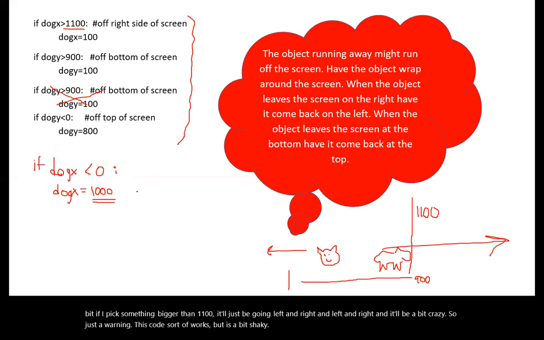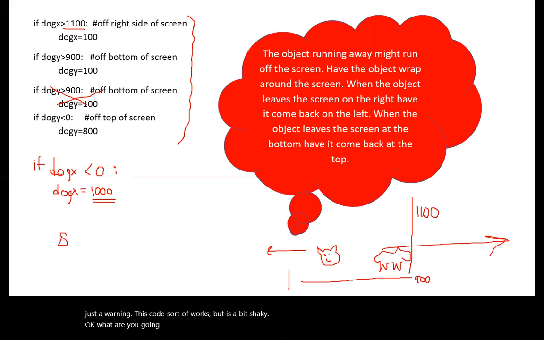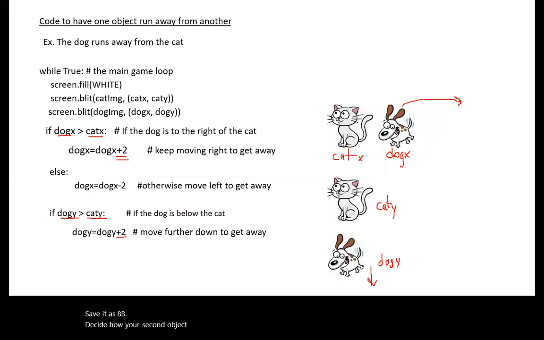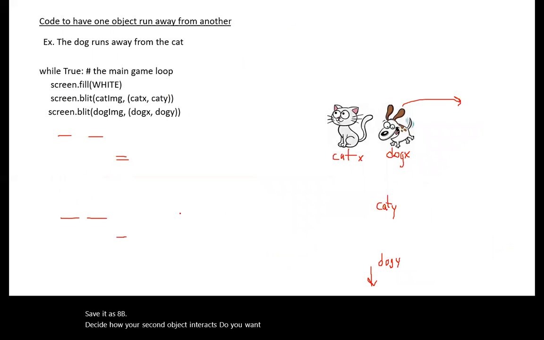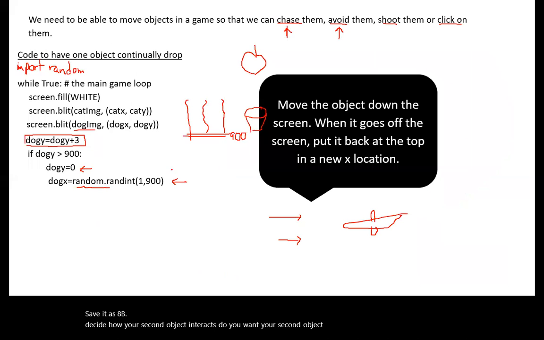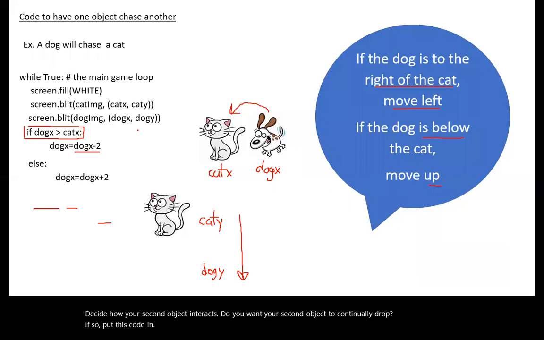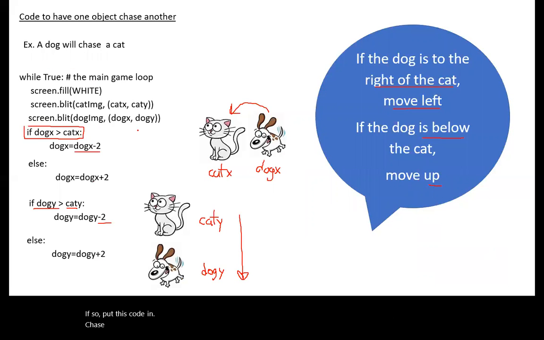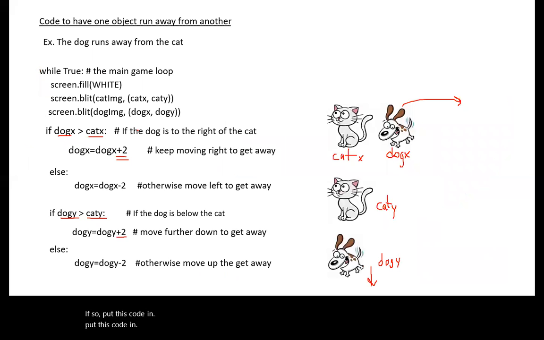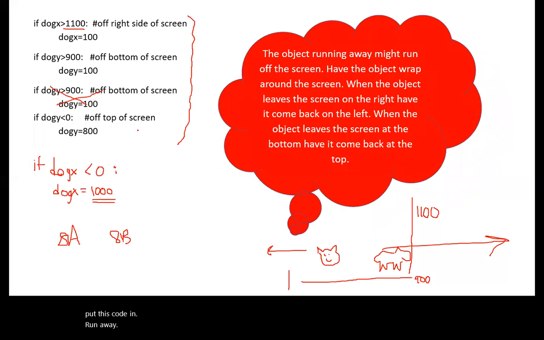Okay, what are you going to do? You're going to take your 8a, save it as 8b. Decide how your second object interacts. Do you want your second object to continually drop? If so, put this code in. Chase, put this code in. Run away, put this code in. It's entirely up to you which code you want to do.